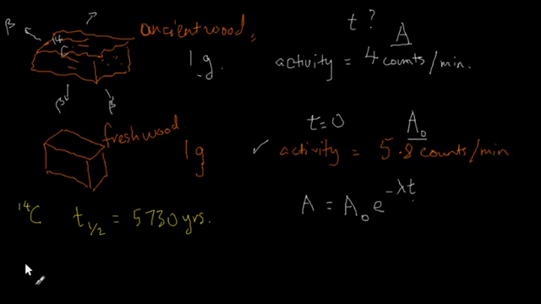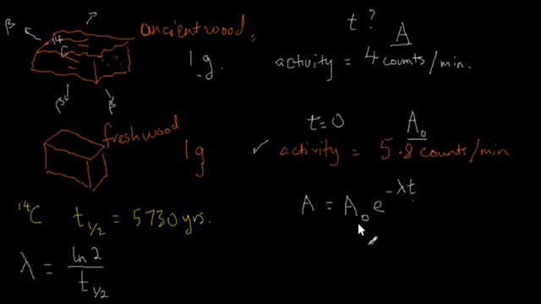Okay, lambda, let me recall the formula from one or two videos ago. Lambda is log 2 over t half, the half-life. By substituting this number into the formula, we can determine lambda. So therefore we can find lambda from this formula.